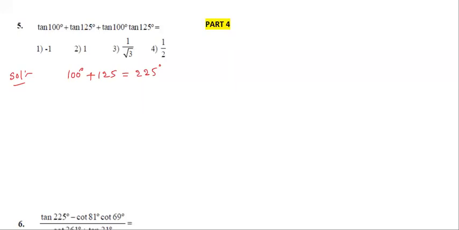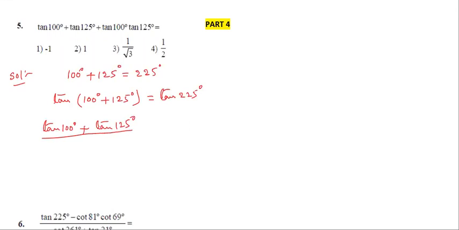Now apply tan on both sides. Why are we applying tan? In the question, the terms are tan only. That's why. So tan 100 degrees plus tan 125 degrees is equal to tan 225. Now the left hand side is in the form of tan A plus B. What is the tan A plus B formula? Tan A plus tan B divided by 1 minus tan A tan B.